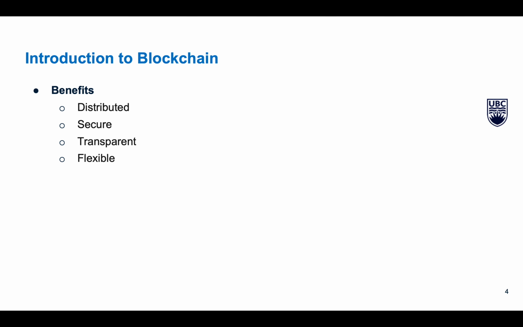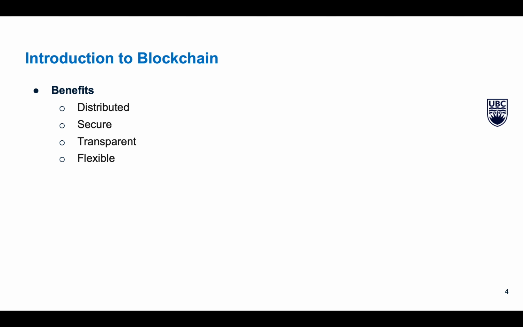There are also some benefits of the blockchain. For example, distributed, secure, transparent, and flexible. The distributed ledger is shared and updated with every incoming transaction among the nodes connected to the blockchain. And all this is done in real time because there is no central server controlling all the data.